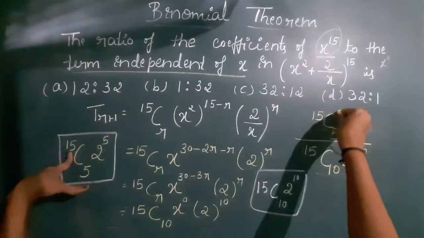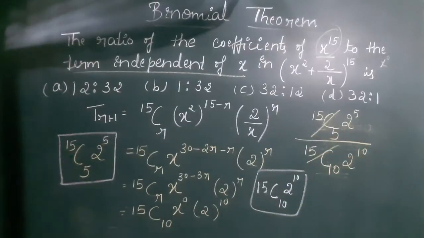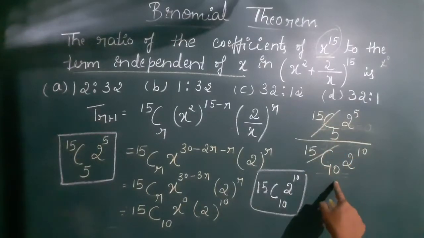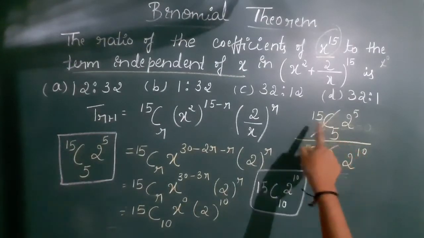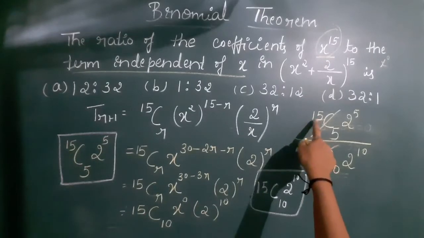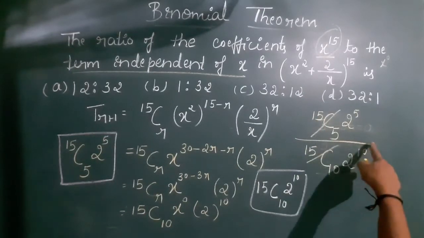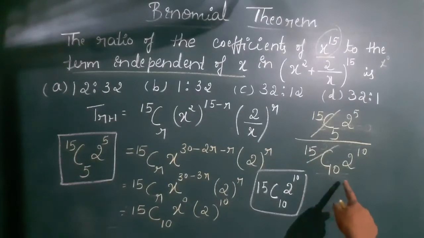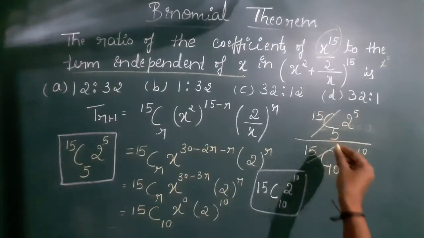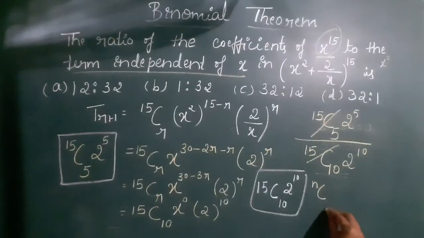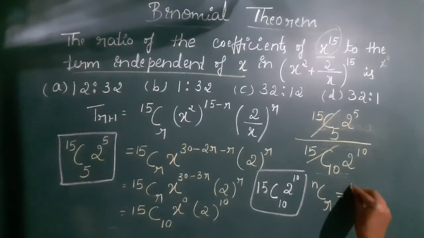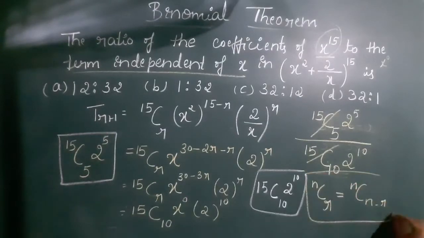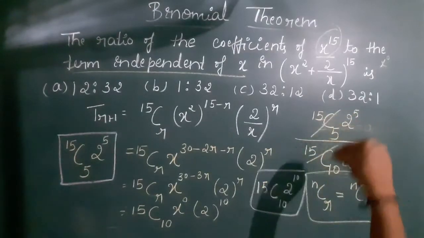Right? Now can I cancel these two? Yes. Here 15C5 is there, 15C10 is there. Can we cancel? If you want, you can check. See, this is 15 factorial divided by 15 minus 5 will be 10 factorial into 5 factorial. This is 15 factorial divided by 15 minus 10 will be 5 factorial into 10 factorial. Or we have the formula, right? Do you remember this? nCr is always equal to nC(n minus r). By using this formula also we can cancel this. Or you can simplify and check.